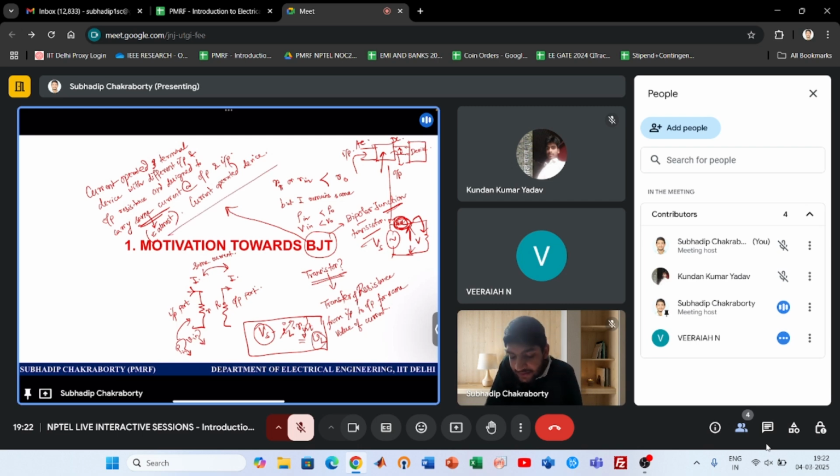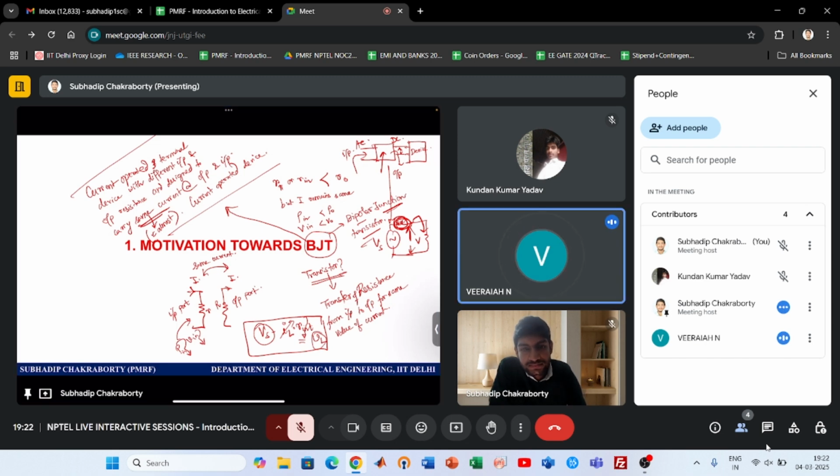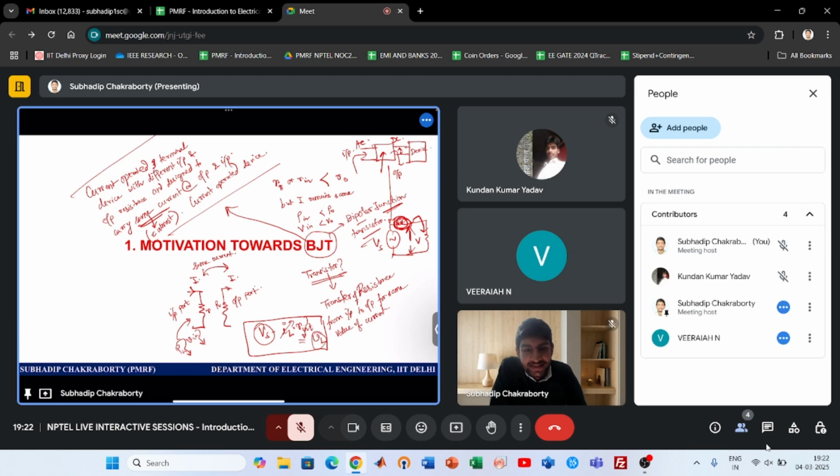Now, here in BJT, what do we see? These kinds of devices which have a very high output impedance, what can they actually do? Sir, transistor action takes place. This was voltage, right? So, what can the BJT do?